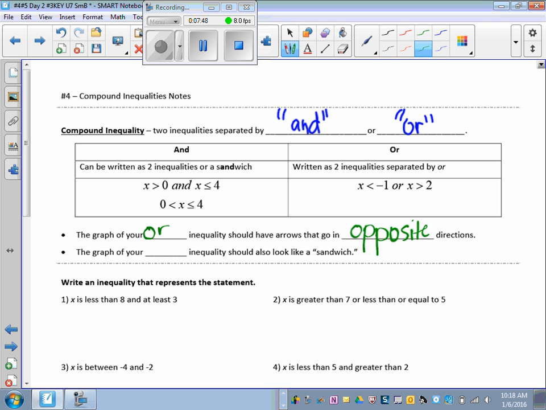All right, the graph of your and inequality should also look like a sandwich. It's just one line, one piece. It has two endpoints and the line in between them.